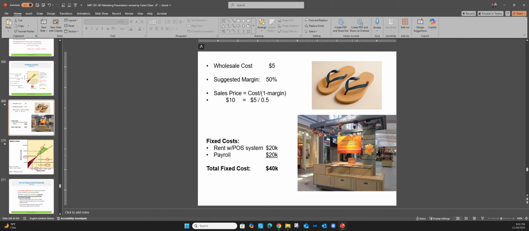I explained this in class, I'll explain it again. Let's say you buy these flip-flops for $5, you buy them wholesale, and you want to make a 50% margin because that's what they told you people can charge for this. So with a 50% margin, your cost divided by one minus the margin is $10. Your fixed cost, which is renting this thing, is $20,000 for the whole thing, including the point of sale system, and you need to pay somebody who's going to be there, so $40,000.